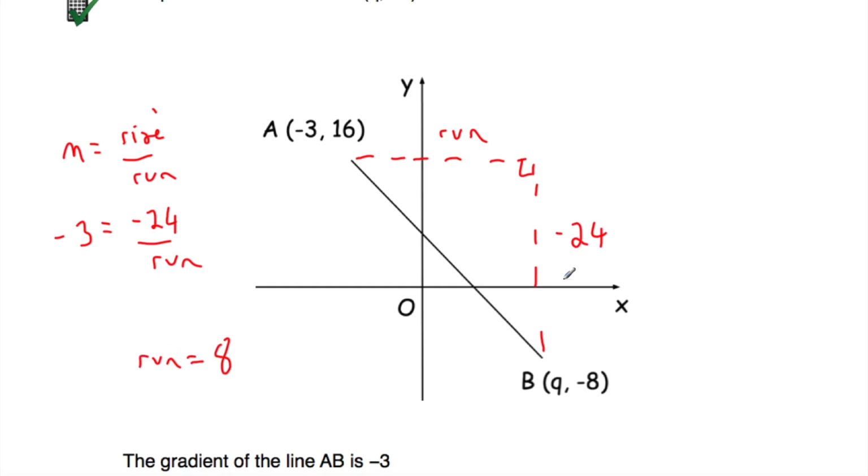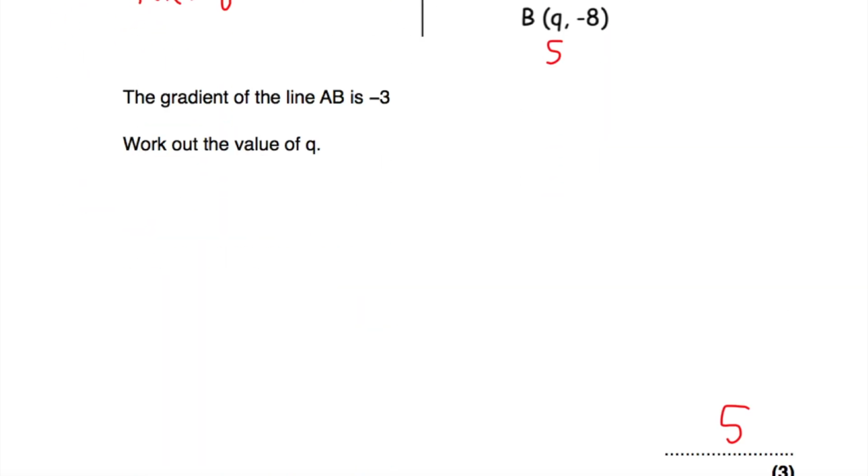And that's it. You might have just looked at this and said, well, if I wanted to divide minus 24 by something and get an answer of negative 3, it'd have to be 8. So the run's equal to 8. Now this point is negative 3 along the corridor, and we're going across 8. So if you're at negative 3 and you go across 8, you're going to get to 5. So Q would be equal to 5. And that's it. That's the value of Q. Q is equal to 5.